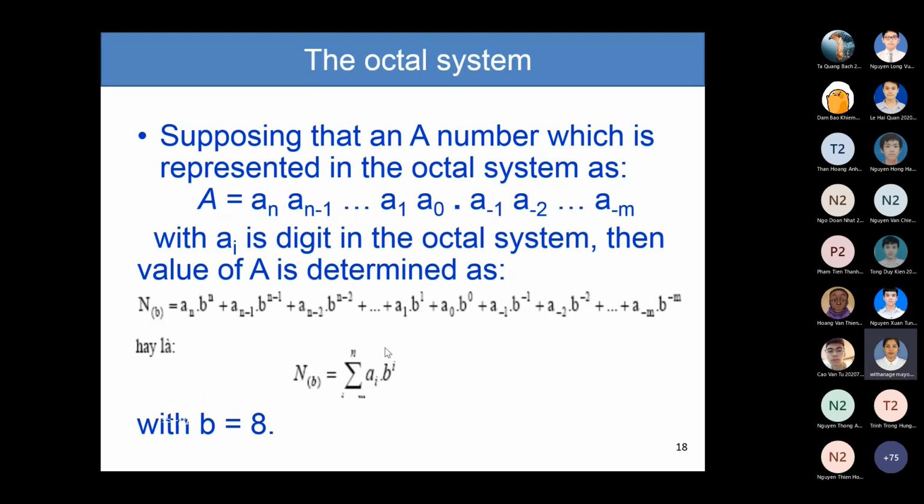And here b is the base of the system. In the octal system, b equals 8. In the binary system, b equals 2. And in the hexadecimal system, b equals 16. So this formula is the general formula to determine the value of a number in any b-based system in the decimal system. Okay.